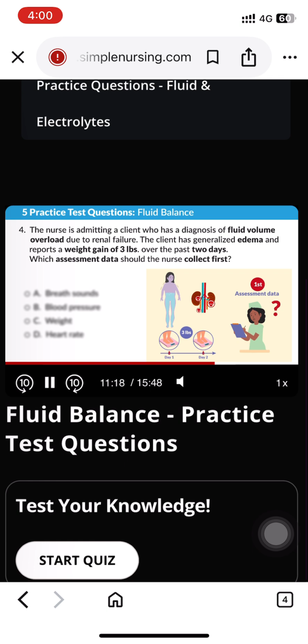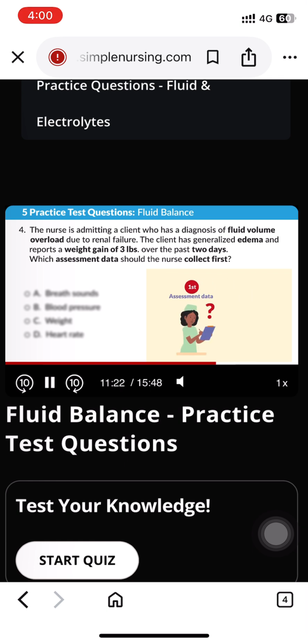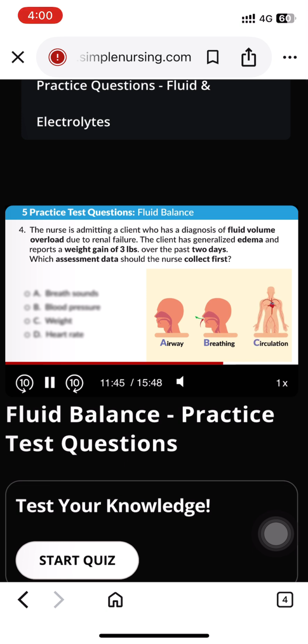So before looking at the options, always look at what the question's asking. Assessment data to collect first. So remember, first means priority. So for the priority, think what kills this client the fastest, or basically, what kills this client first. Or just think, if I was only to do one thing, what would I assess to save this client's life? And what would it be? Well, in this case, it's ABCs: airway, breathing, and then circulation.